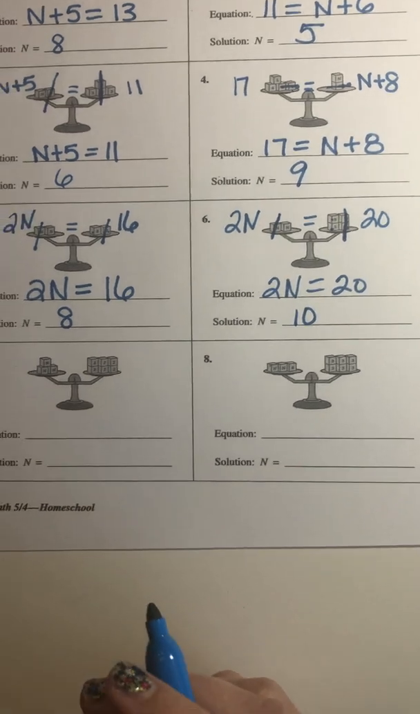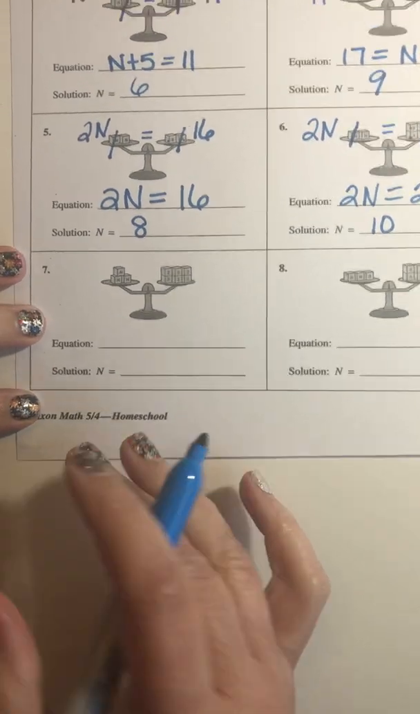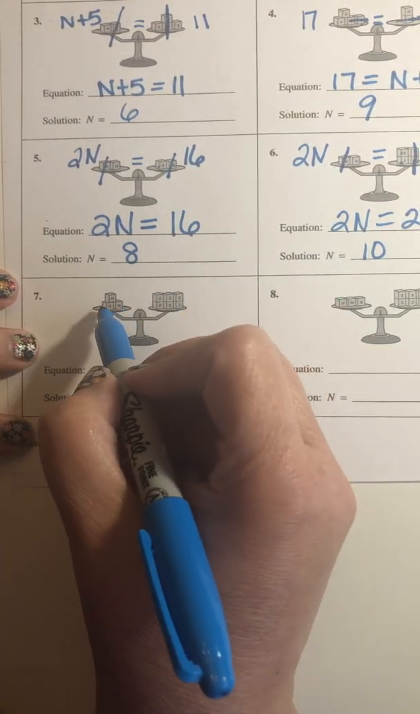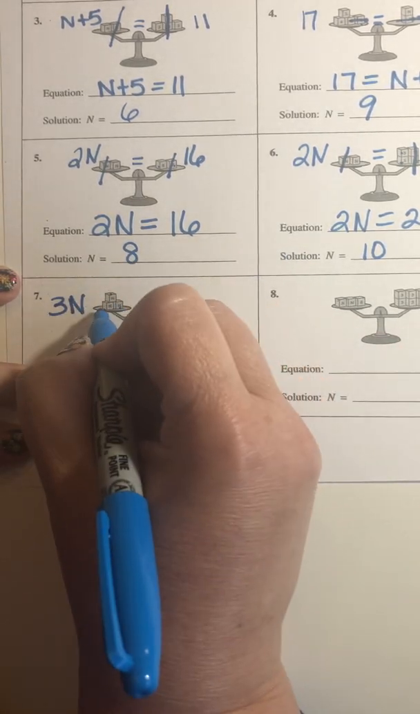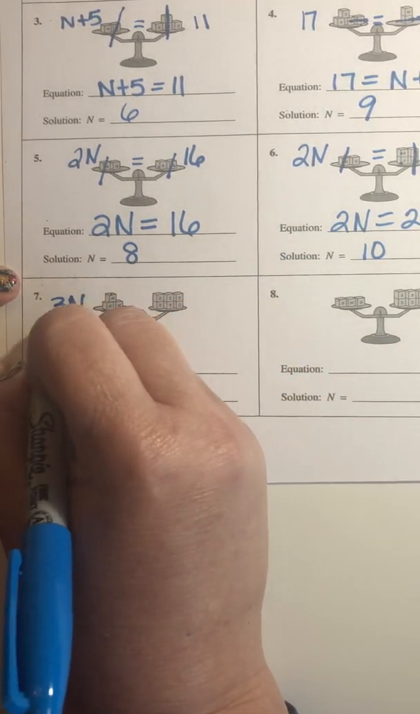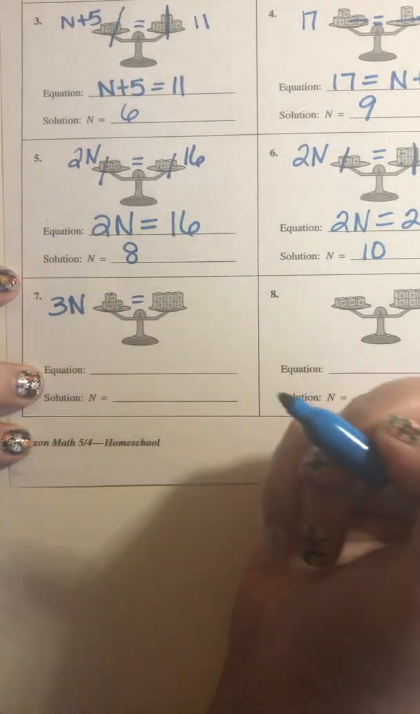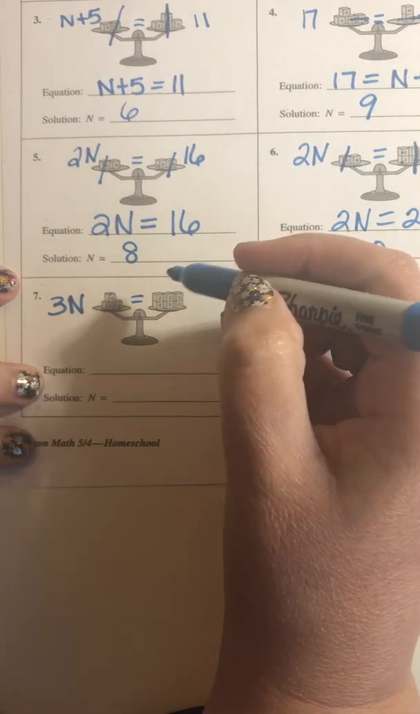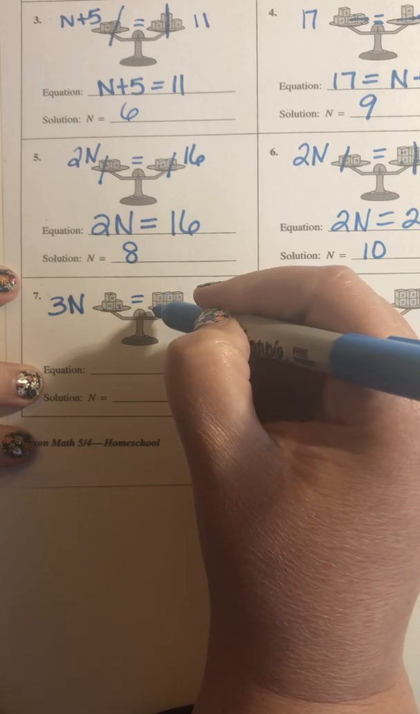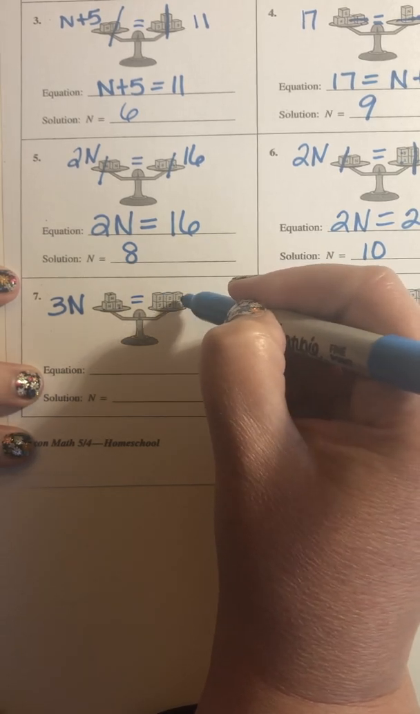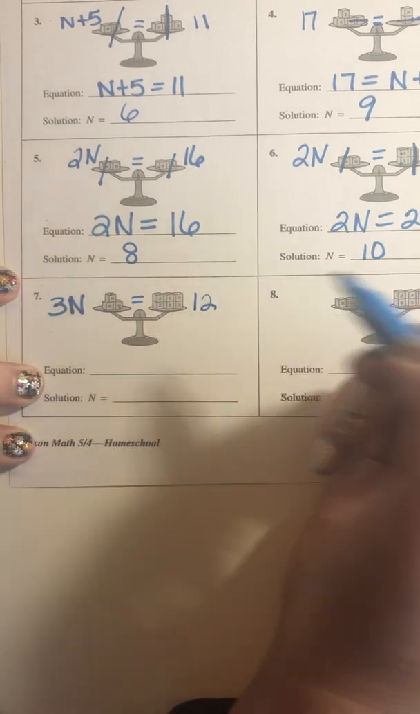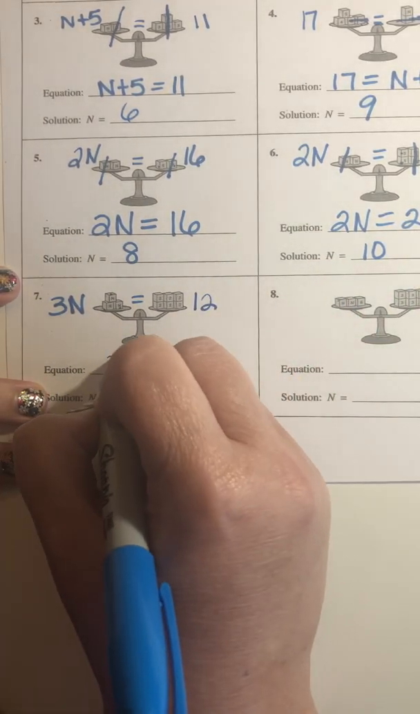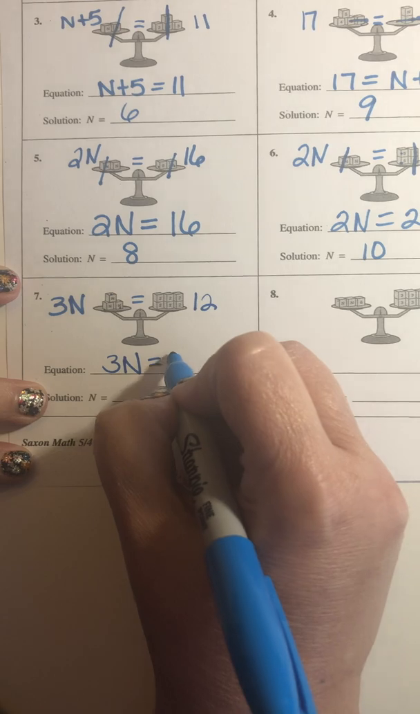Okay, number 7. Looks like I have 1, 2, 3 n's, or n plus n plus n, which is the same as 3n. And that's equal to, what do I have over here? I have 2, 4, 6, 8, 10, 12. I just counted by 2's to get that. So my equation is 3n equals 12.